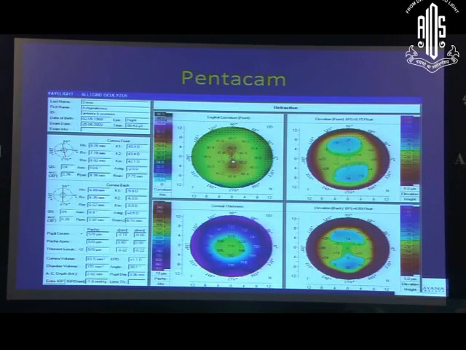Saddle shape pattern or island pattern. What do you see here? Looks like probably saddle shape pattern. What do you see? The back surface of the cornea looks like saddle shape pattern. Maybe looks like an astigmatic cornea.